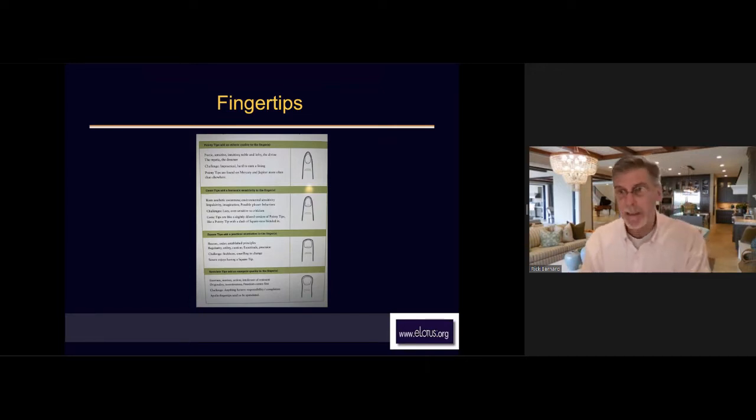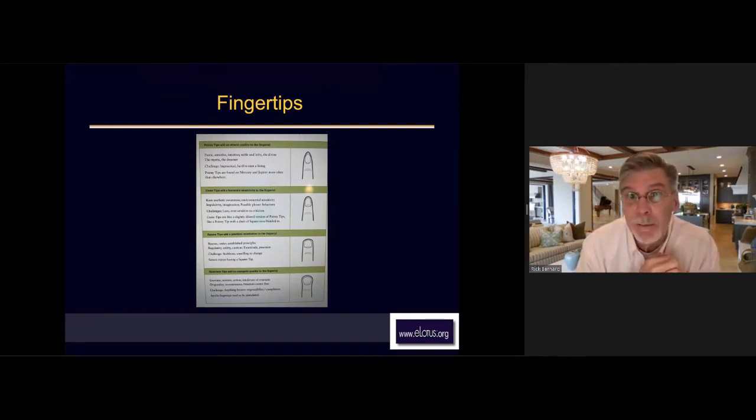There's 4 basic types of fingertips. And at the top is the pointed type. Pointed types are artistic, poetic, they're dreamers, they're idealists.